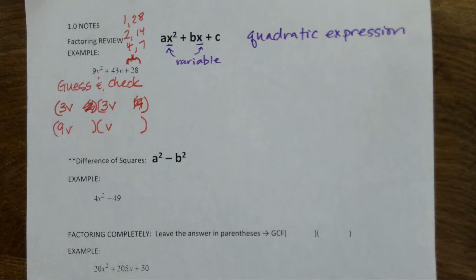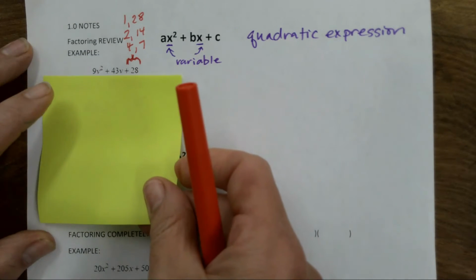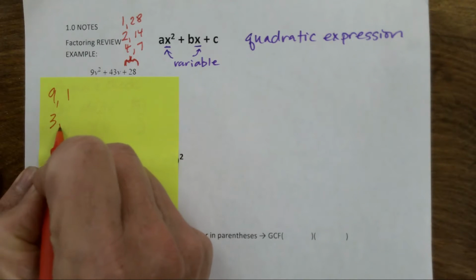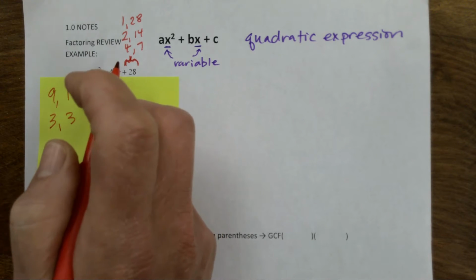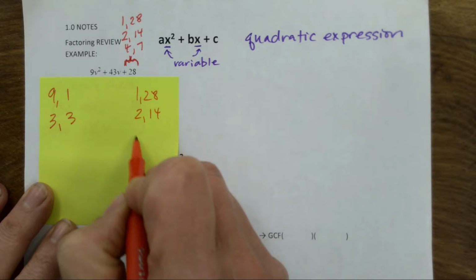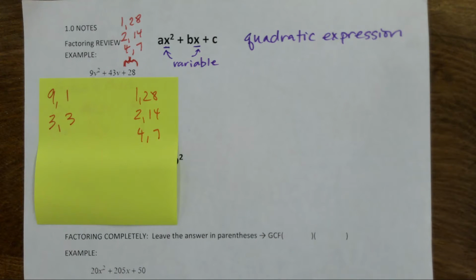All right, so my guess and check is going to be moving these around. Now, some people have a real hard time with the guess and check method because you have to play around with the numbers. What I usually do is I'll take a little piece of paper and I'll just kind of set it down by the number that I'm working with. I'm going to work with 9 and 1 or 3 and 3 on the left-hand side, and 1 and 28, 2 and 14, and 4 and 7 on the right-hand side.